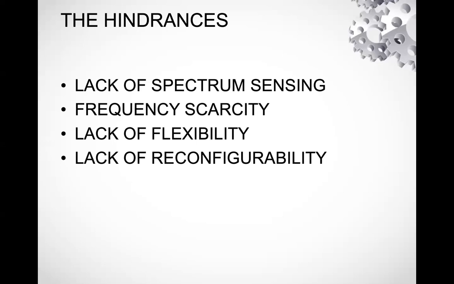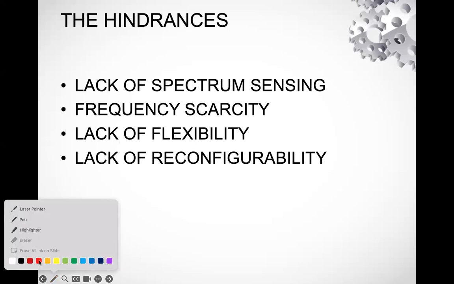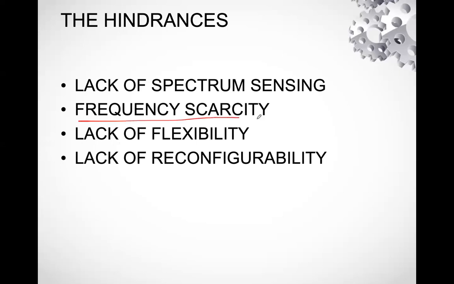What happens is that these licensed frequencies are allocated for a particular service, but they are not being used throughout. Most of the time, these licensed frequencies are freely available. When a frequency is freely available, we call it a spectrum hole. So on one side, we have frequency scarcity, while on the other side, spectrum holes are available. There is a lack of flexibility in allocating the frequencies.